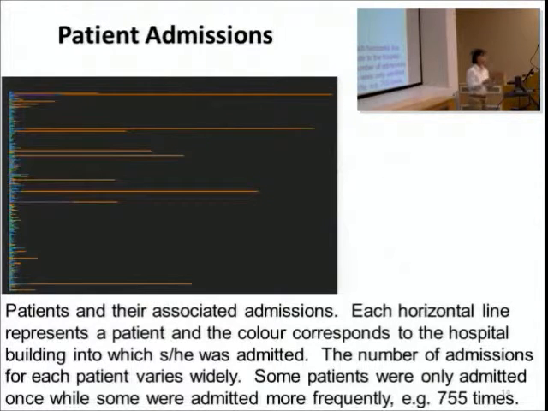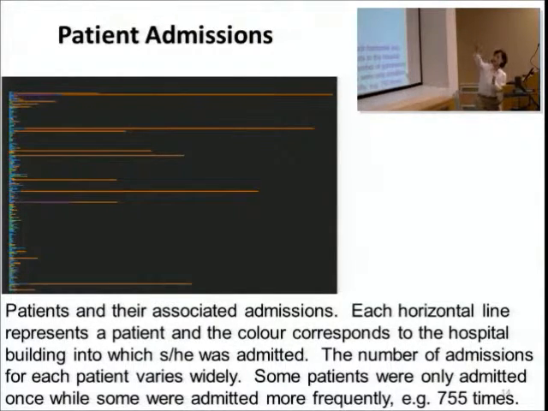So this is a very simple bar chart, patient admission. We can see that each horizontal line represents a patient, and the color corresponds to the hospital building where the patient was admitted. Now, what can you see? You can see the number of admissions for the different lengths of line. The length of the line represents the number of admissions. So you can see at a glance that some patients were only there once, but we have frequent visitors.